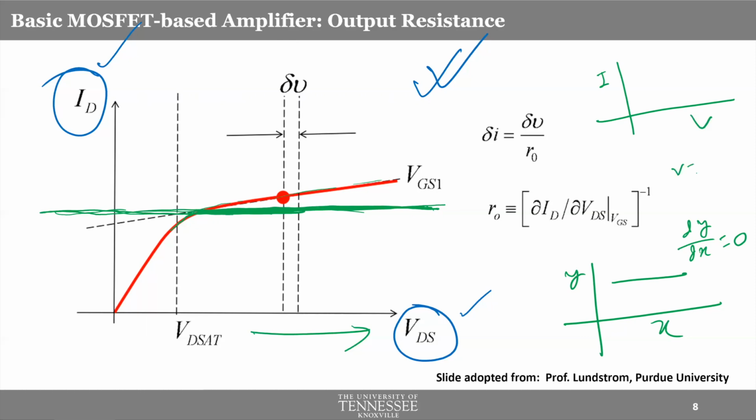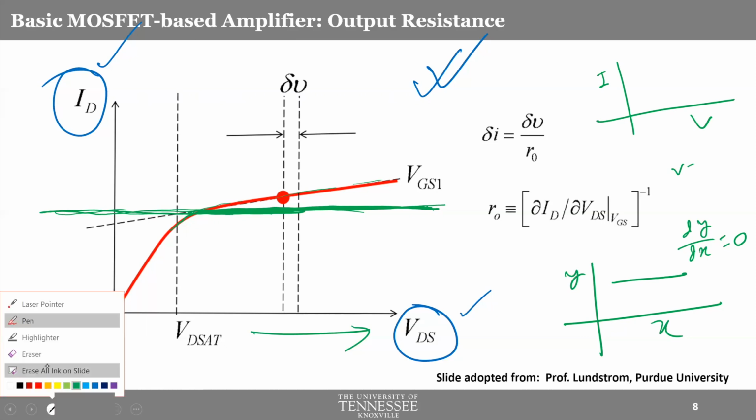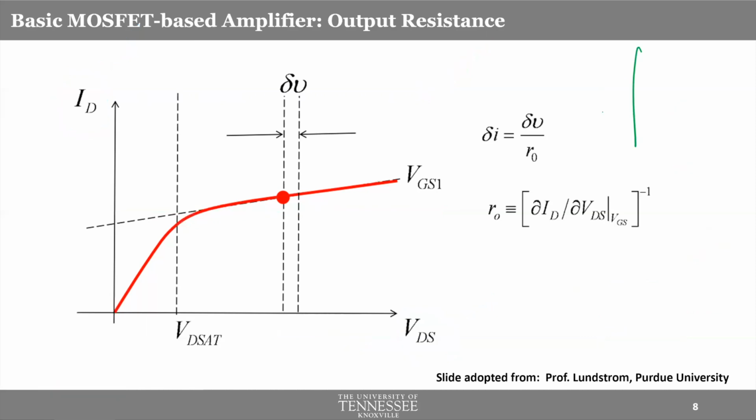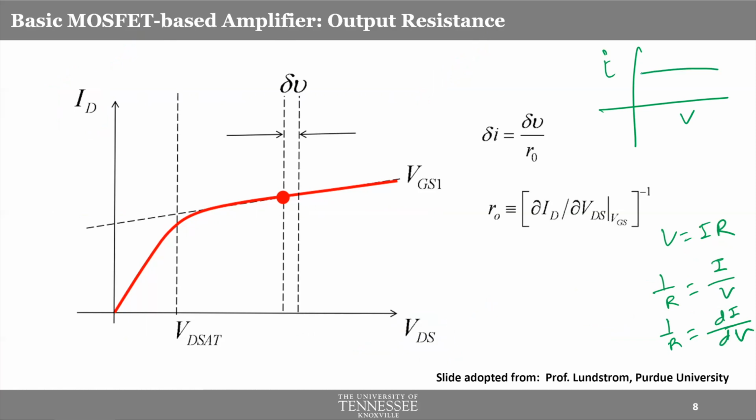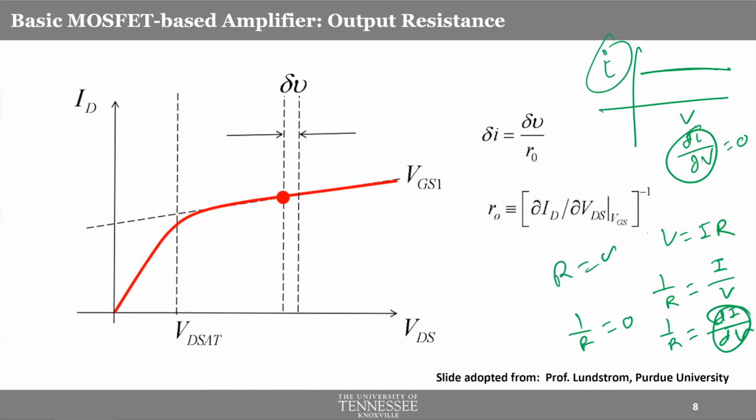Again, just to remind you, let me clear these things off a little bit. I versus V characteristics, we know V equals IR. So 1 over R equals I over V, or 1 over R equals dI over dV. Imagine that, right? So dI over dV, if you had a flat line like this, dI over dV will be 0. So if dI over dV is 0, then 1 over R is 0. That means R is infinite, right?